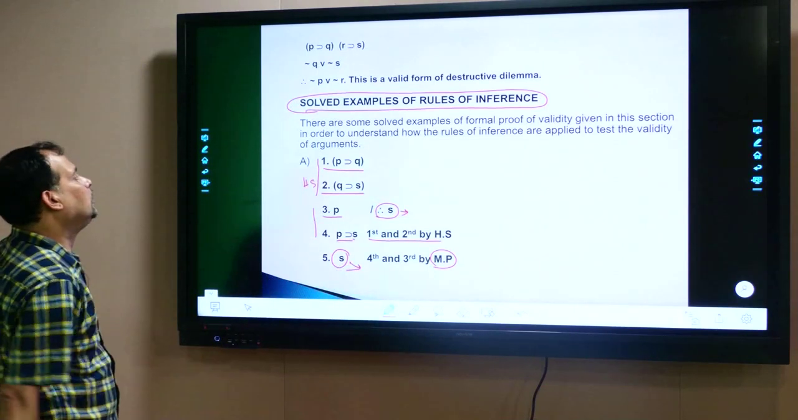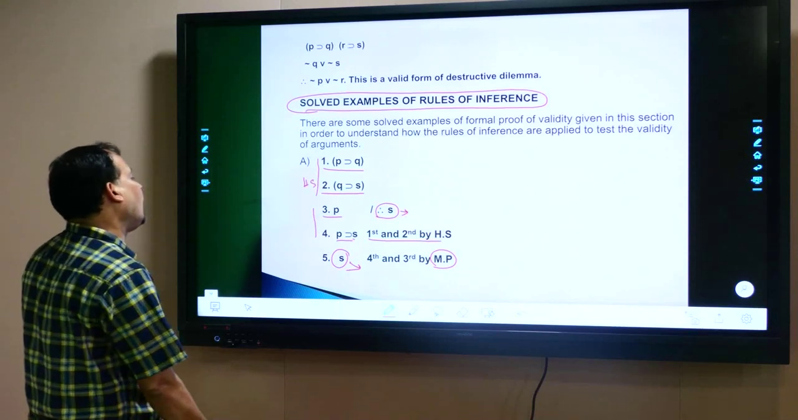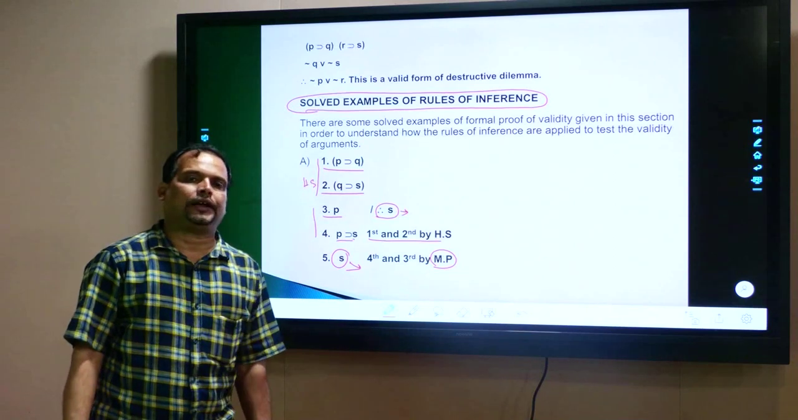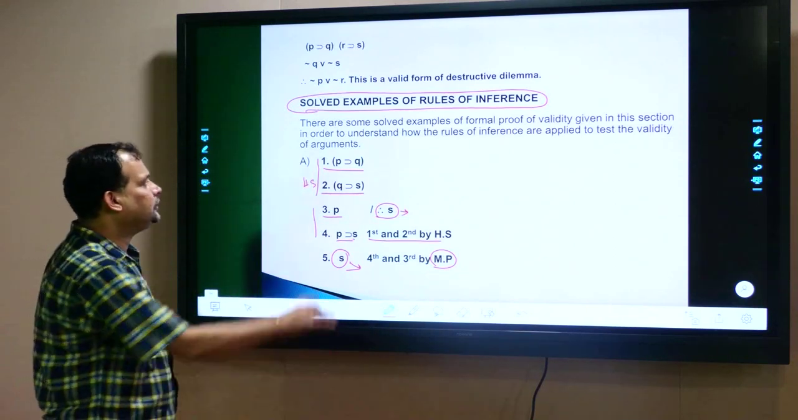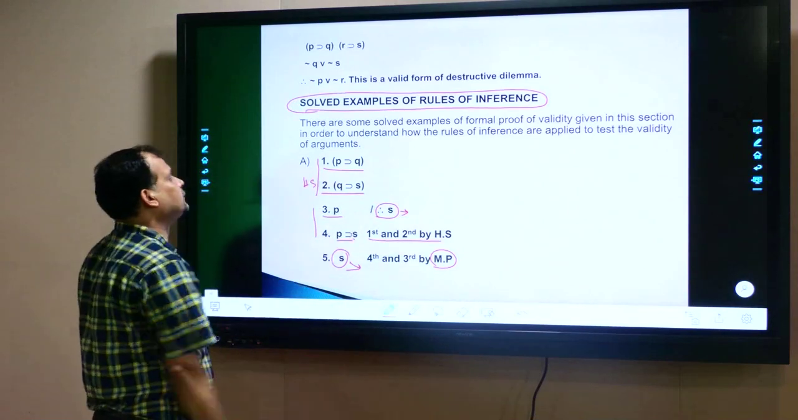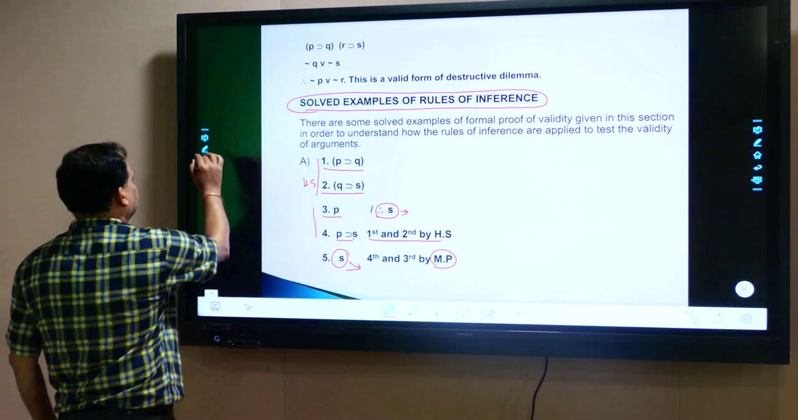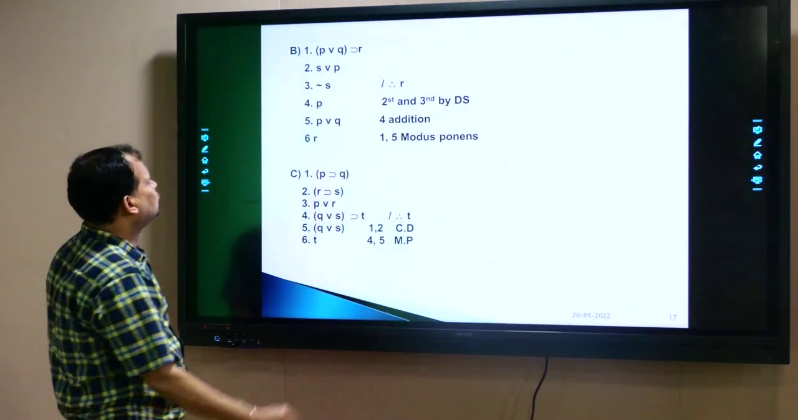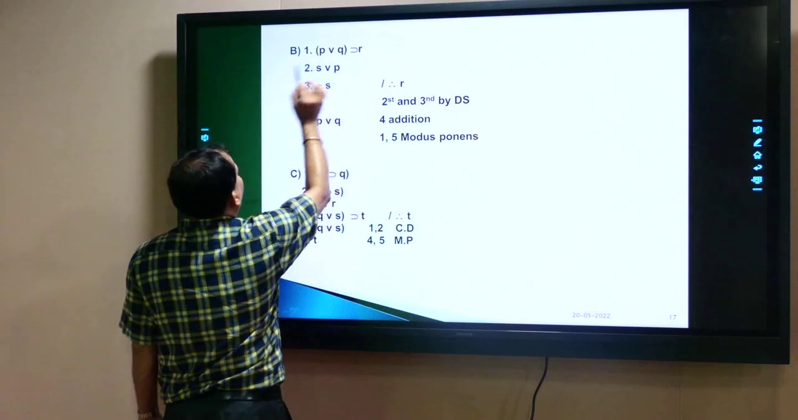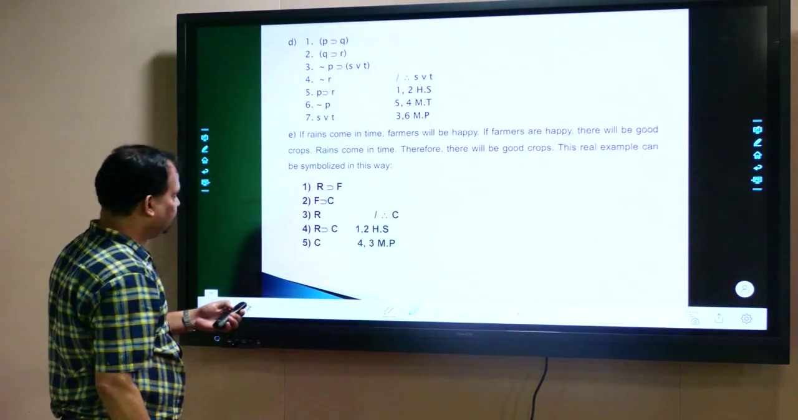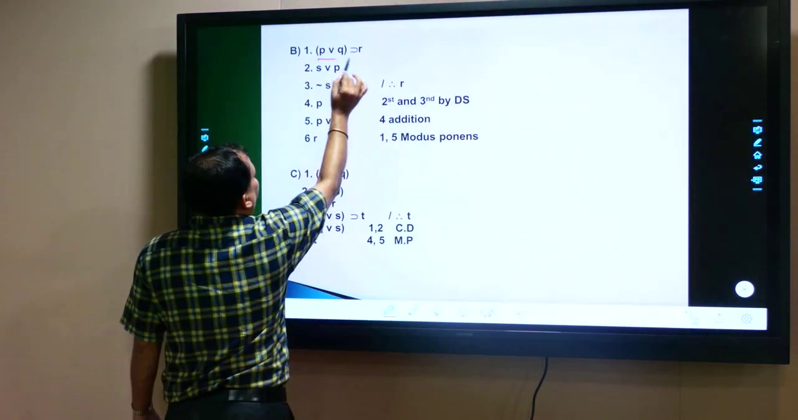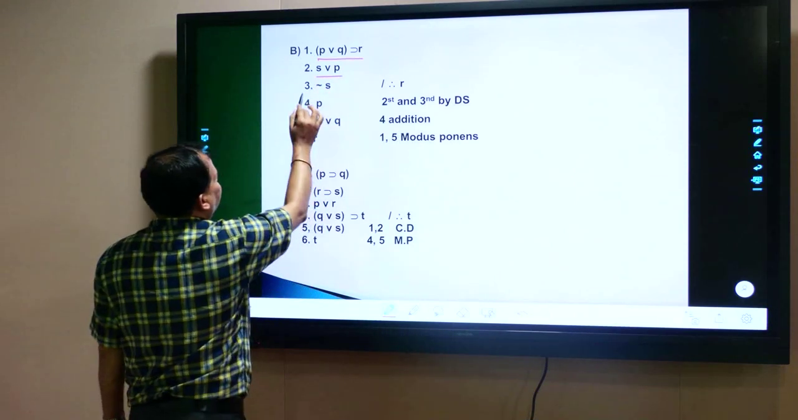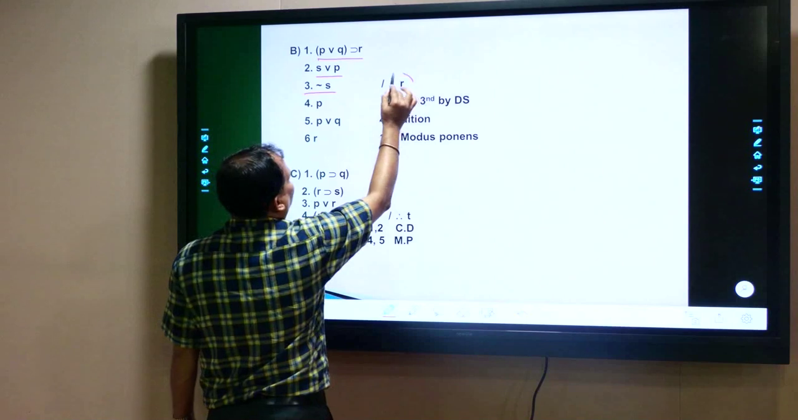So in this way, we can find out the conclusion, or we can test the validity of arguments by applying the rules of inference. So this is a solved example of rules of inference, dear learners. Now you see another one. The first one is P or Q implies R. Second one is S or P. Third step is negation S, and the conclusion is R.